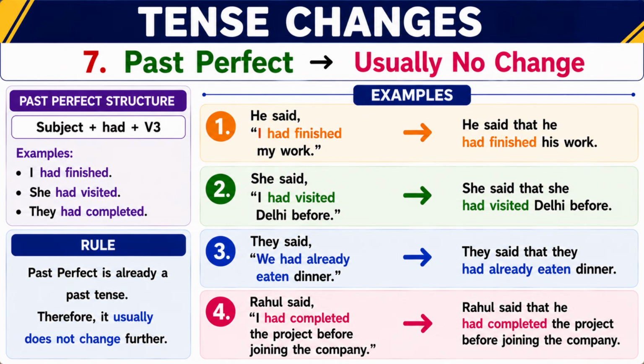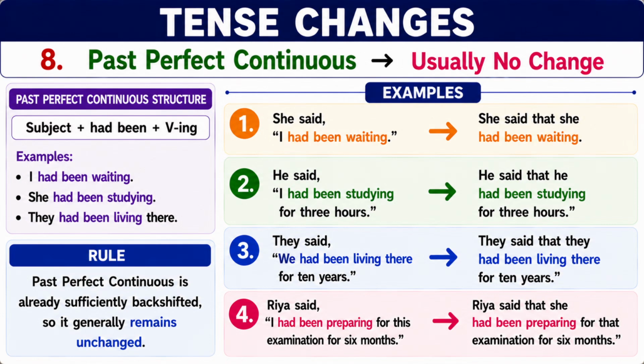Example 4. Rahul said, I had completed the project before joining the company. It becomes, Rahul said that he had completed the project before joining the company. The eighth tense change is past perfect continuous. Usually, there is no change.